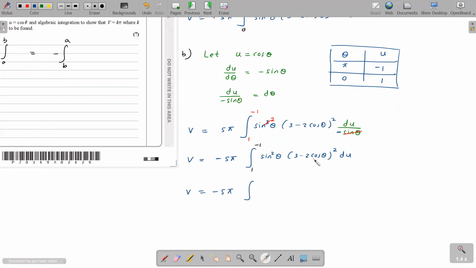Cos theta, of course, I can directly replace with the u here. What about sine squared? Who is sine squared? Sine squared is 1 minus cos squared. The main identity we learned in P2: sine squared theta plus cos squared theta equals 1. Therefore, sine squared is 1 minus cos squared, times (3 minus 2 cos theta) squared. Shall we replace the cos theta with u?